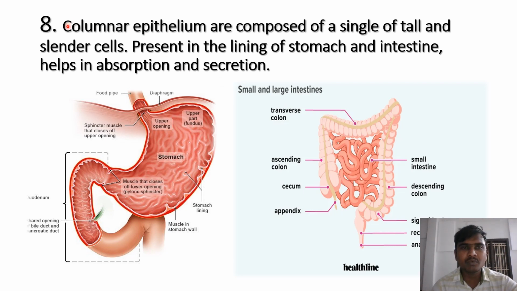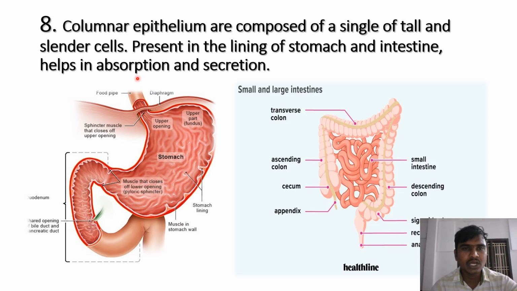Eighth point, columnar epithelium is composed of a single layer of tall and slender cells. Columnar epithelium is present in the lining of the stomach and also the intestine. This is the large intestine. This is the small intestine. Compared to the large intestine, the small intestine is long.